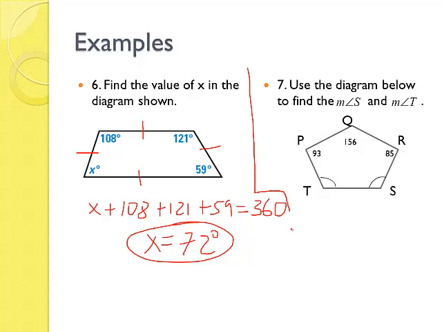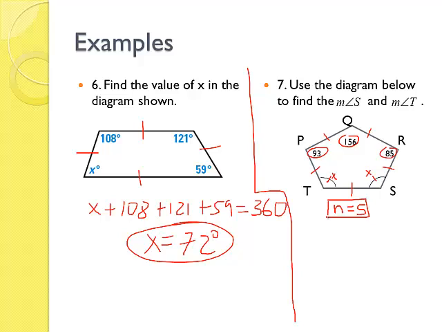Okay, number 7 kind of throws some people a little bit because they forget the labeling that's associated with first semester. So remember in first semester, if you have labeling like this or like this, that indicates that the two angles are actually congruent. So it says use the diagram below to find the measure of angle S and the measure of angle T. Well, the first thing we need to know, we're looking at interior angles of 93, 156, 85. We can call it x, and we can call it x because they're congruent. Well, the thing I need to know is what are the sum of the measures of the interior angles of a pentagon, because we have 1, 2, 3, 4, 5 sides. So I know my n is equal to 5.